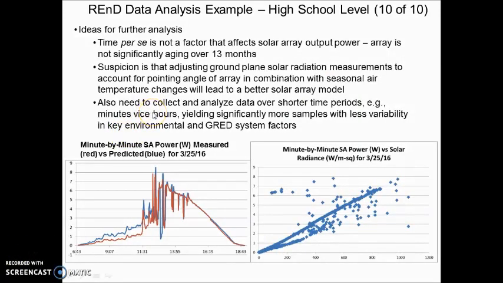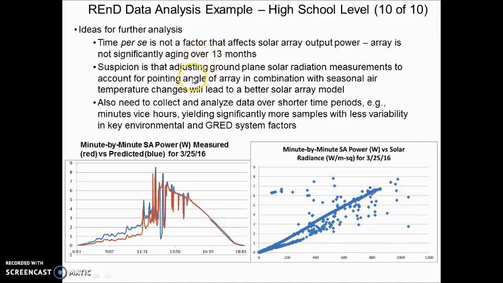Hopefully the slides that I've just presented will spur some ideas in the minds of the math and high school physics teachers about how to lead students through a more detailed analysis of the data from the energy dashboard. Clearly what I've shown is a start, but it is not complete. Some initial ideas I have for further analysis are shown here. One of the most obvious ones is that time per se should not be a factor that affects the solar array output power. The array is not significantly aging over 13 months. There has to be some other physical factors going on here.